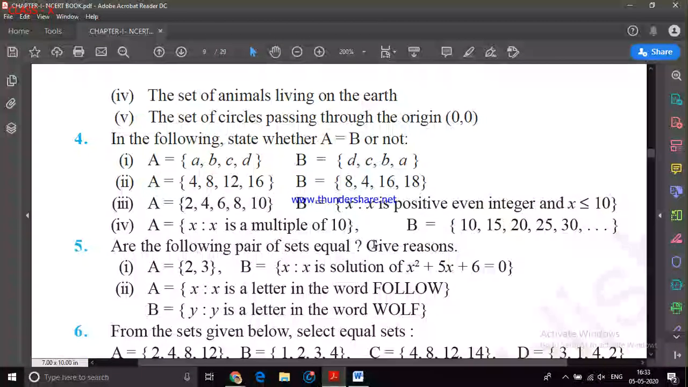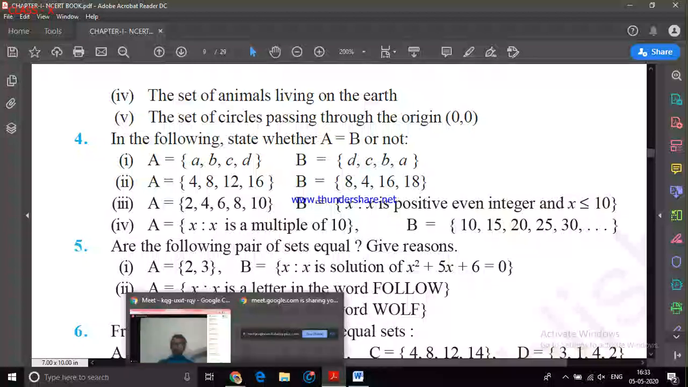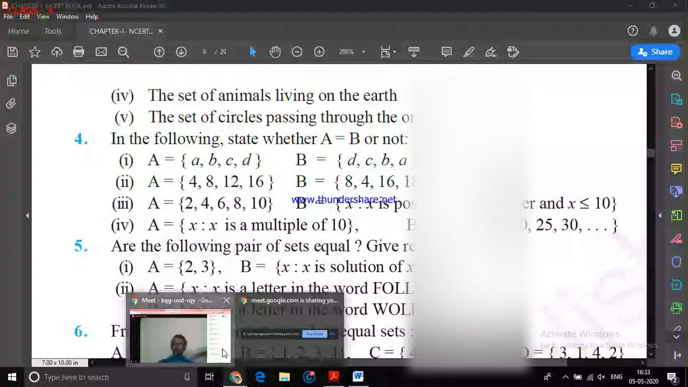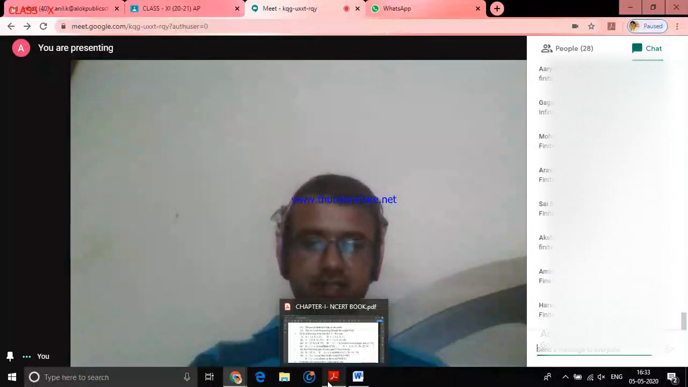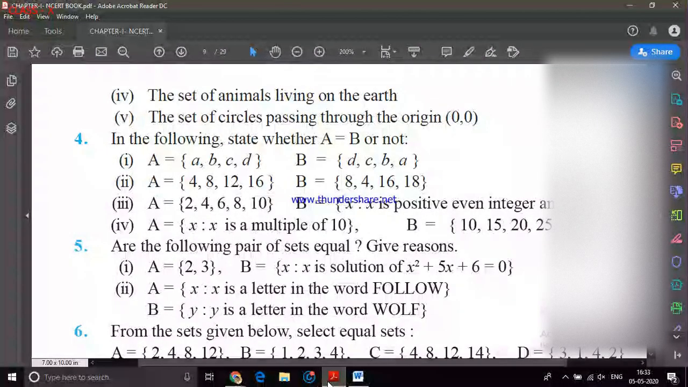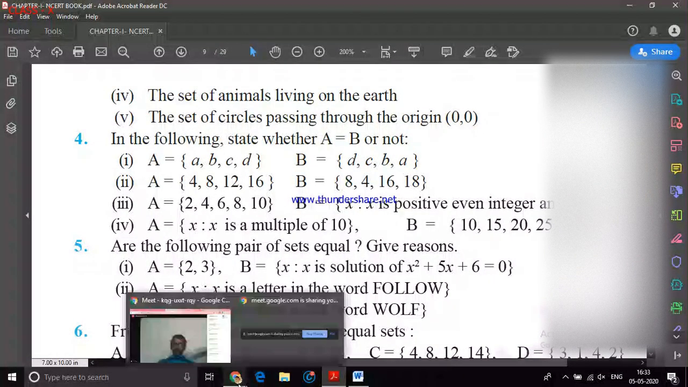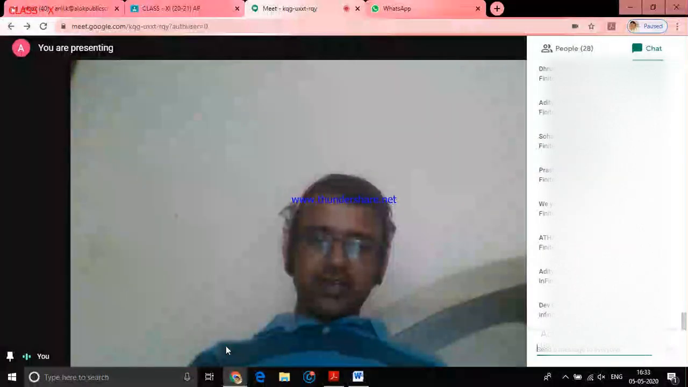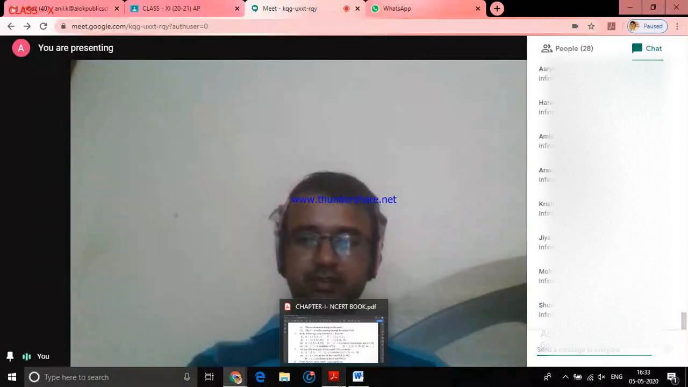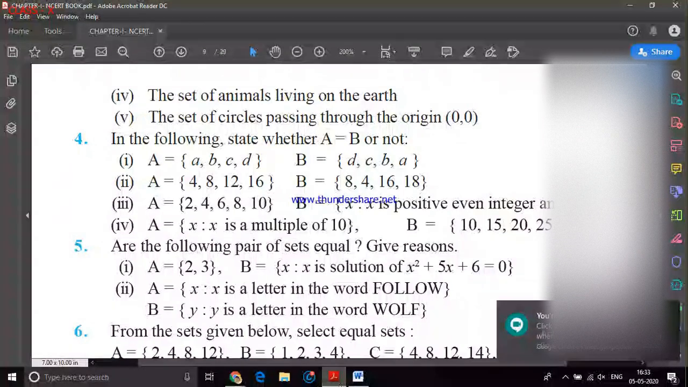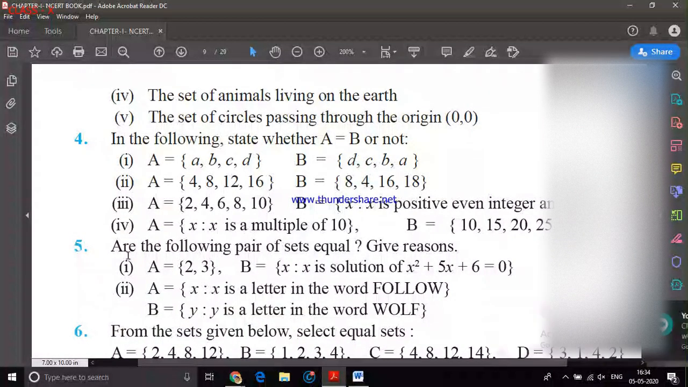Now, the set of animals living on the earth. What do you say? Finite or infinite? Yes. Oh, all are too fast. The set of circles passing through the origin. I want the answer of this one. Let's see. How many circles can you find passing through the origin? Yes. Infinite. Everybody is typing too quick. I think they copy pasted our answers. Yeah, that's good. Okay. Now, fourth question.